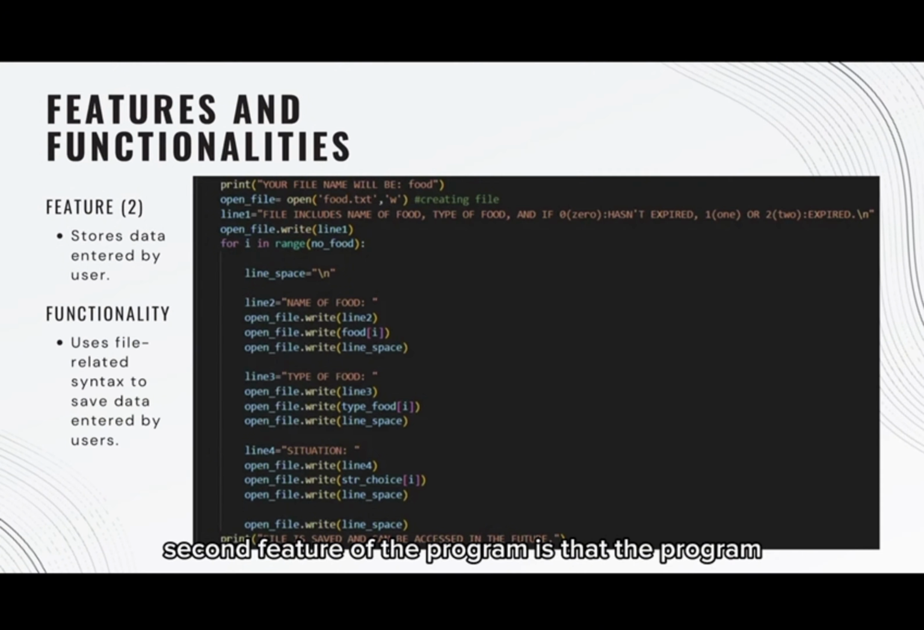The second feature of the program is that the program stores data entered by users. The functionality of this feature is that it uses file-related syntax to save data entered by users. In the picture here, it shows how we use syntax like open file and so on to write down the information given by the user into a new file to be accessed in the future.